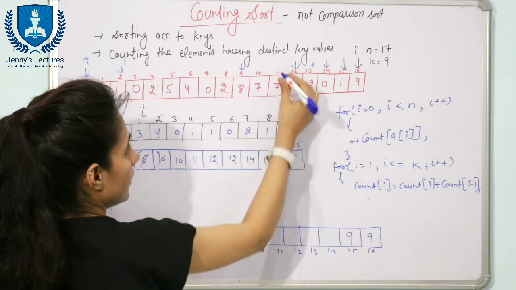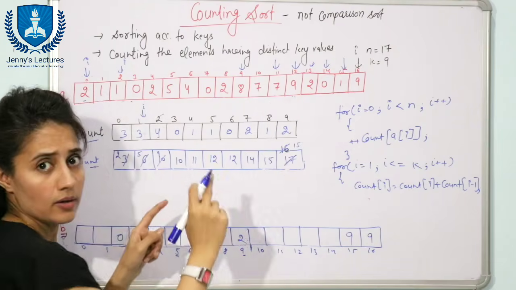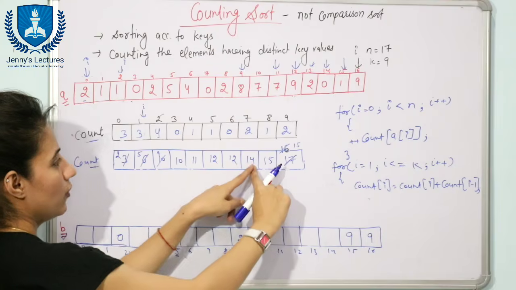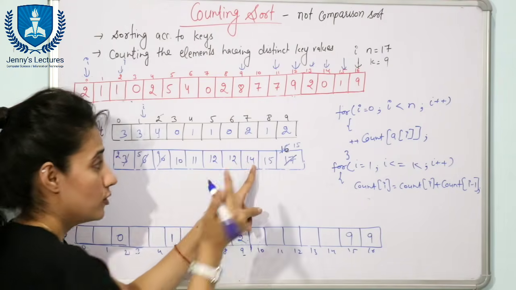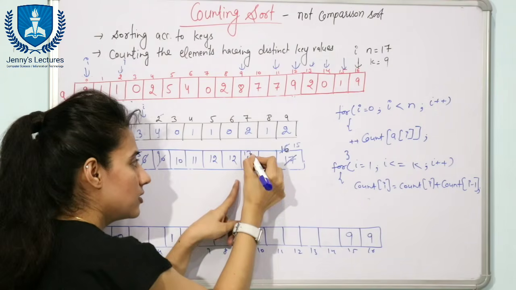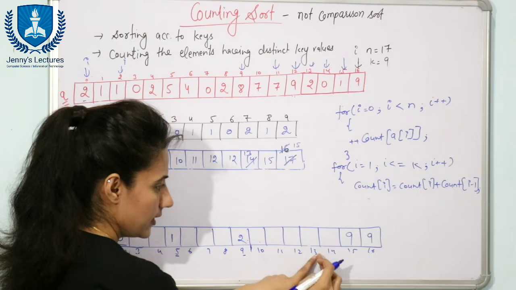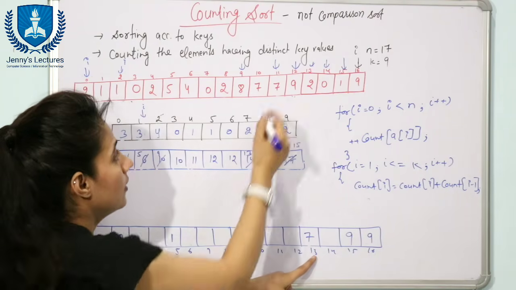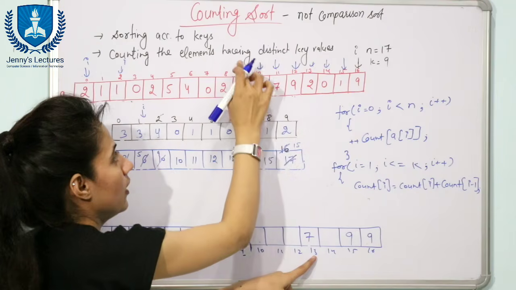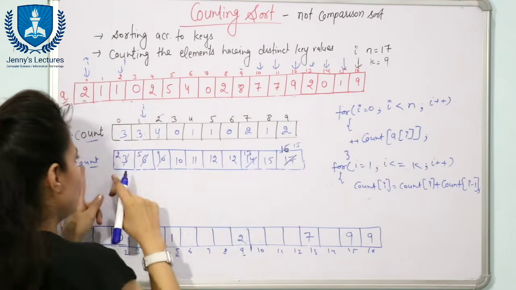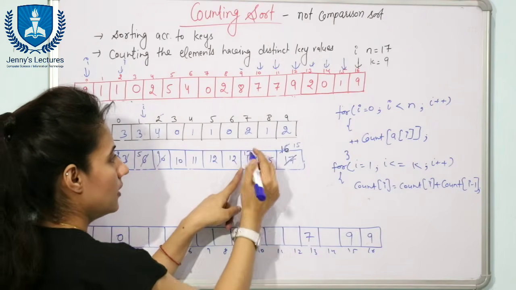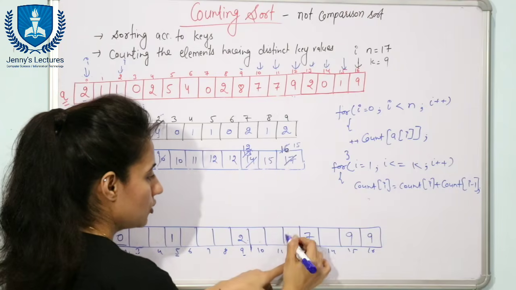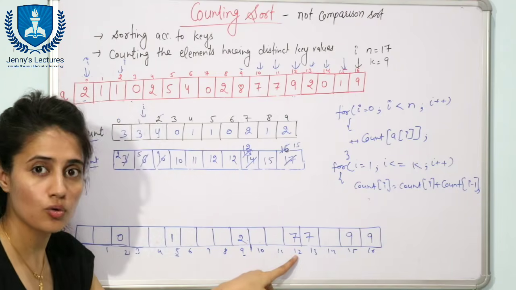Fine. Now decrement I, 7. Now go to index 7. Here is 7. In the updated count array, the value is 14. First of all decrement this, that is 13, and at index 13 now store 7. Again decrement I, we have again 7, go to index 7, value is 13. First of all decrement this, that is 12. Now at index 12 store 7.